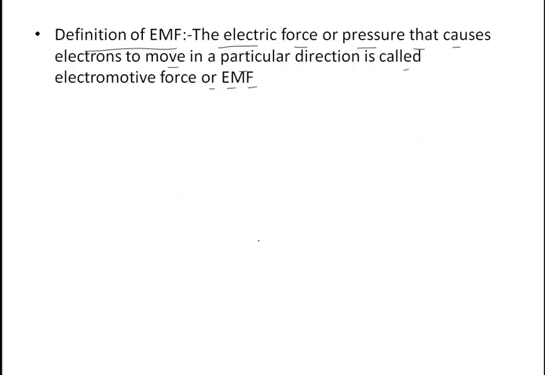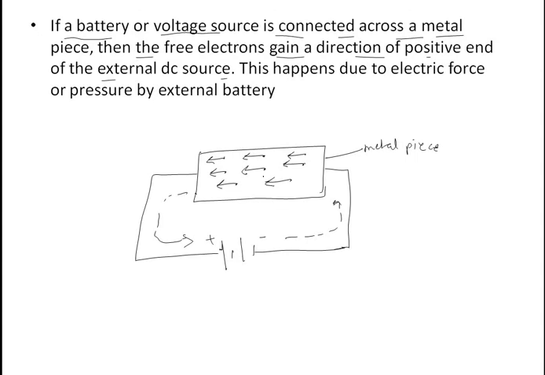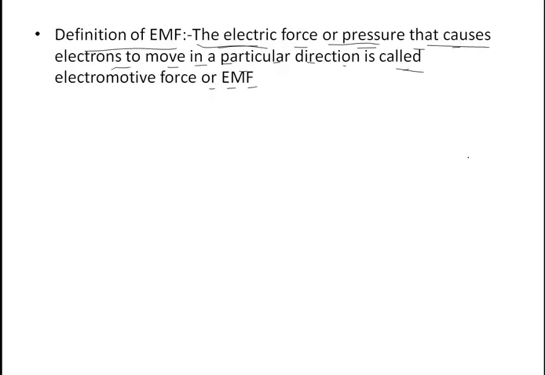Now we will see the definition. The definition of EMF is that the electric force or pressure that causes the electrons to move in a particular direction is called EMF. That I told earlier on this page, that the force which requires the electron to move in a particular direction is called the electromotive force. Here we can see that the electrons gain a particular direction. This is a very basic concept of EMF. Now we have seen the definition also.